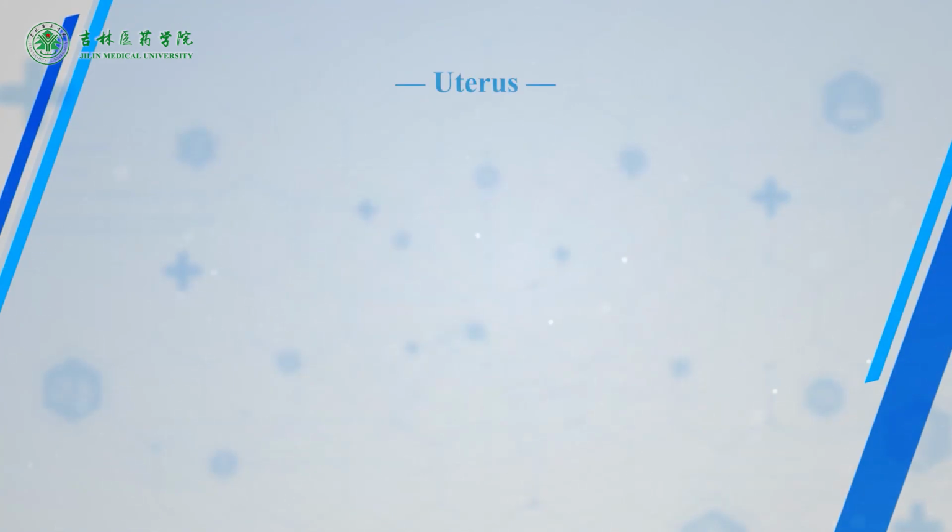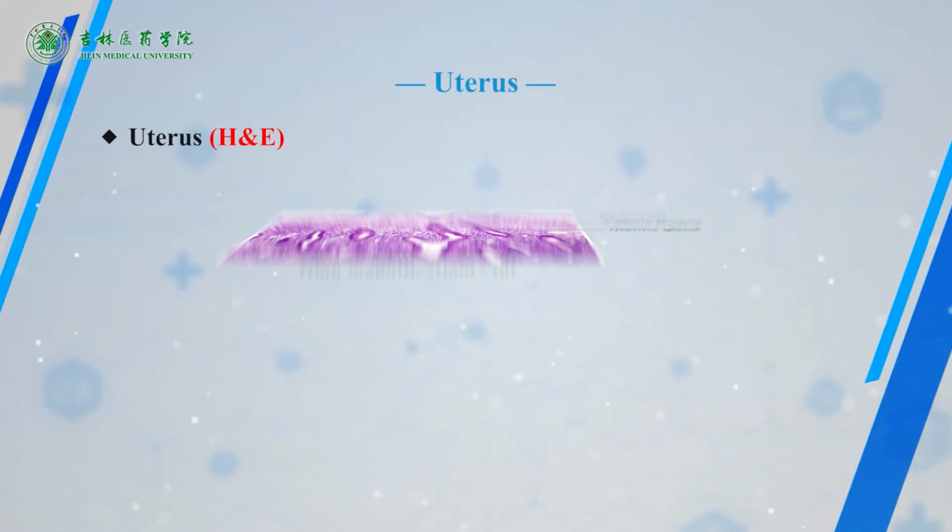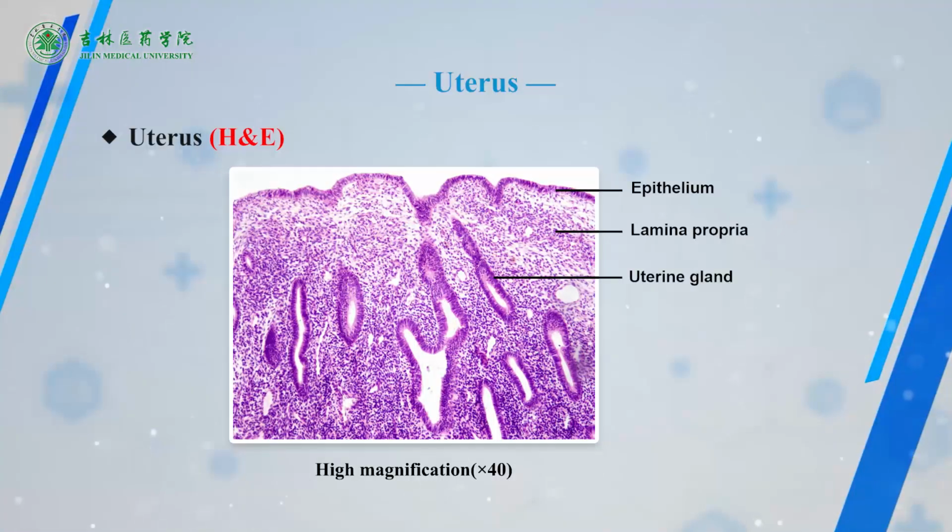The seventh slide, uterus, obtained from the section of uterus, H.E. staining. The focal point for the observation should be put on the endometrium. The endometrium is lined by simple columnar epithelium, which consists of secretory cells and a small number of ciliated cells. The lamina propria is quite thick.